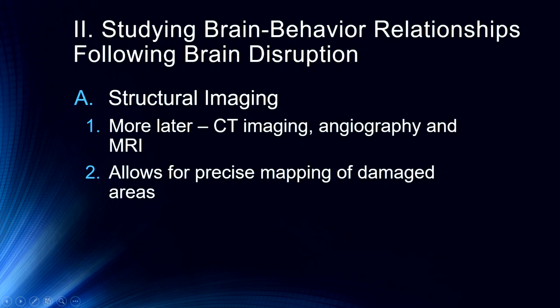For example, traumatic brain injury, CTE, that sort of injury is not seen. There's no structural damage because of that diffuse axonal shearing. So structural imaging is not a panacea, but it does allow us to see precisely where a tumor might have been, or where a stroke might have caused damage, that sort of thing.